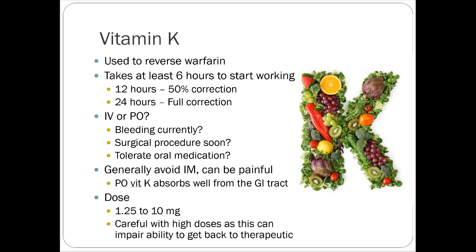If it's IV or PO, how do you decide? IV is going to work a little bit faster, maybe closer to 12 hours versus 24, but it's still not quick because your body still has to take that vitamin K and process it. All you're really doing is cutting off the GI transit time if you give it IV. So if somebody's got active bleeding, or a surgical procedure coming soon, cutting off that GI transit time might be helpful, so give them IV. If they can tolerate oral medication, vitamin K absorbs really well, so probably just give it to them orally.